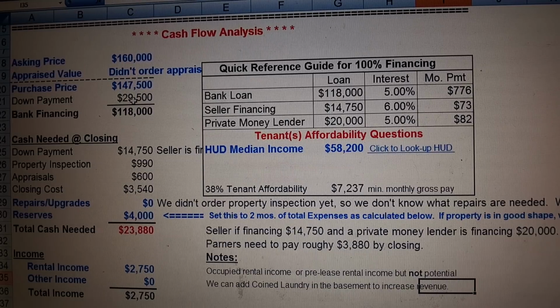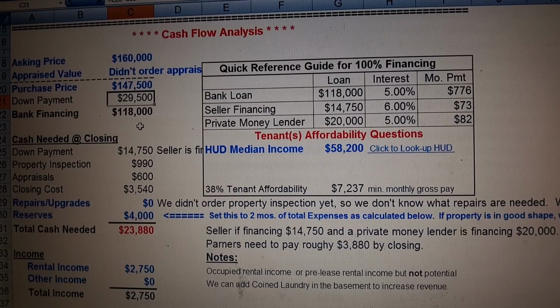Okay, so the purchase price is $147,500, and our lender requires a 20% down payment, so that leaves about $29,500 we have to come up with for the down payment. So here's the bank financing. Our bank will finance $118,000. So the main thing right here is the $29,500. Are we coming out of pocket with that?